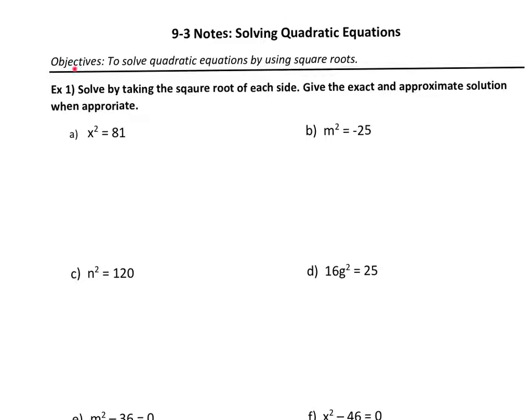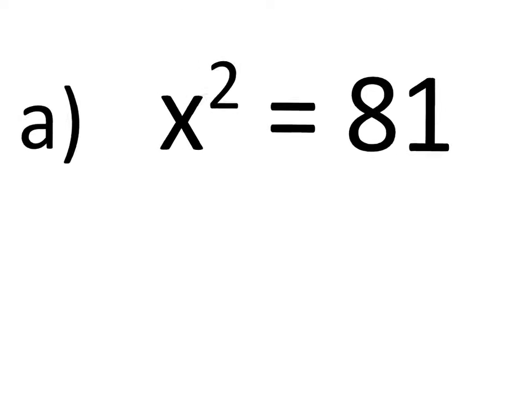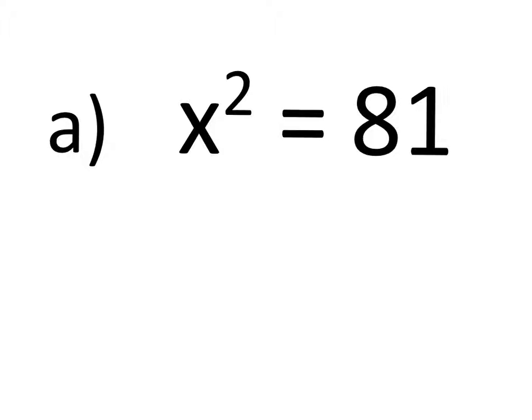So what this says, and again, we're going to follow directions, it says solve by taking the square root of each side, give the exact and approximate solution when appropriate. So we're going to talk about that throughout the lesson, about when we expect exact, approximate, and what all that means. Okay? All right, so we're looking at this first lesson today. And so what we're going to do is we're going to solve by taking the square root of each side. Okay, so you're going to do exactly what the directions are telling you to do. So you're going to square root both sides.